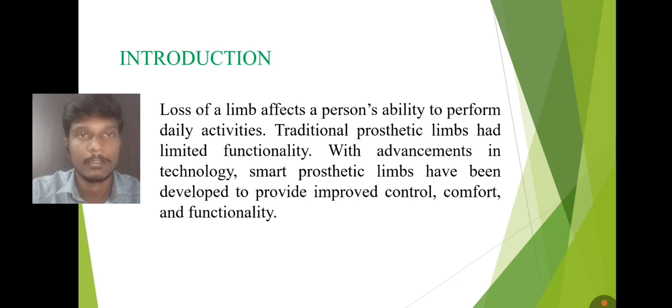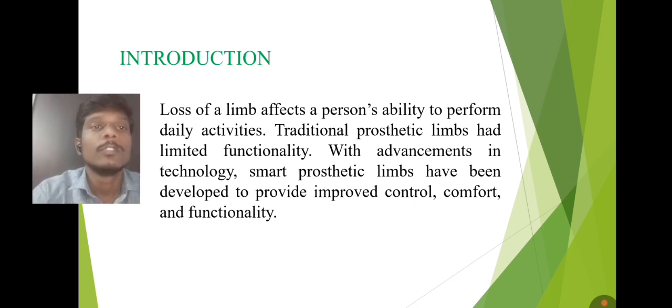Next, introduction. Loss of limb affects a person's ability to perform daily activities. There are two types. Traditional prosthetic limbs had limited functionalities. Then the advanced ones provide improved control, comfort, and functionalities.